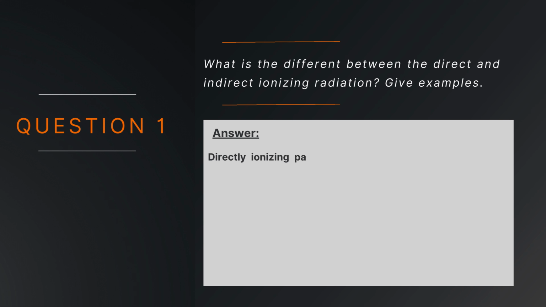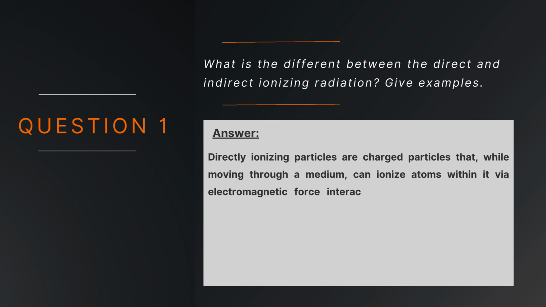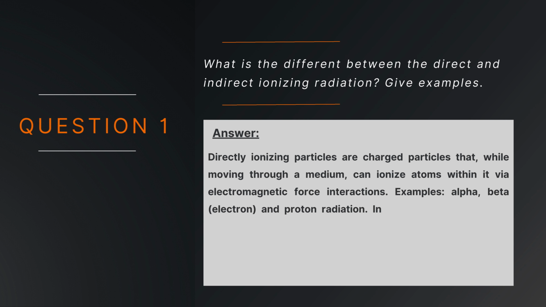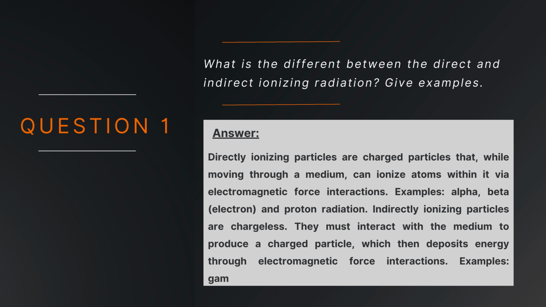Directly ionizing particles are charged particles that, while moving through a medium, can ionize atoms within it via electromagnetic force interactions. Examples: alpha, beta, and proton radiation. Indirectly ionizing particles are chargeless. They must interact with the medium to produce a charged particle, which then deposits energy through electromagnetic force interactions. Examples: gamma and neutron radiation.